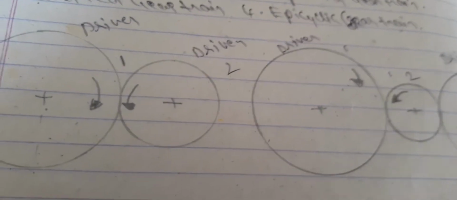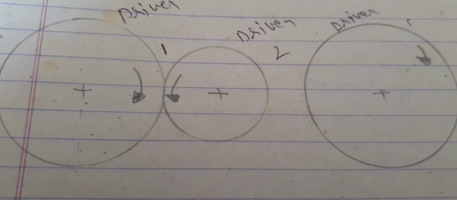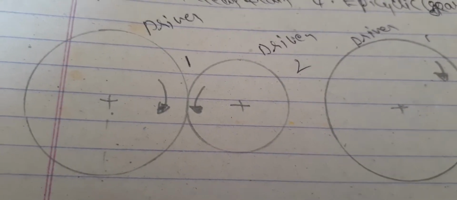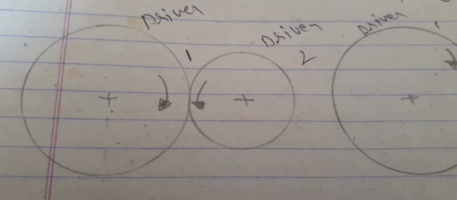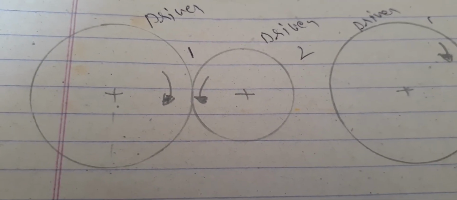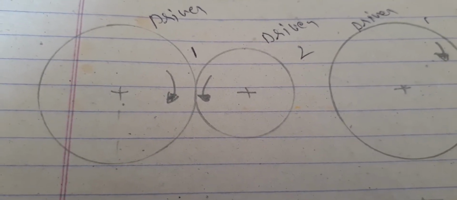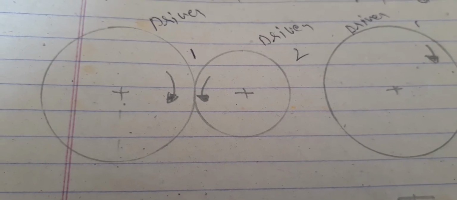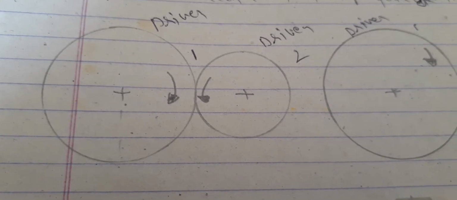So today I will be starting with gear trains. Next new module, that is gear trains. So first of all we'll discuss what is a gear train. Two or more gears are made to mesh with each other to transmit power from one shaft to another. Such a combination is called a gear train.